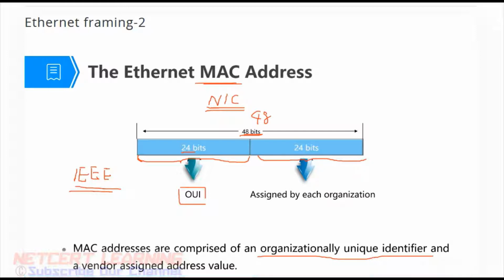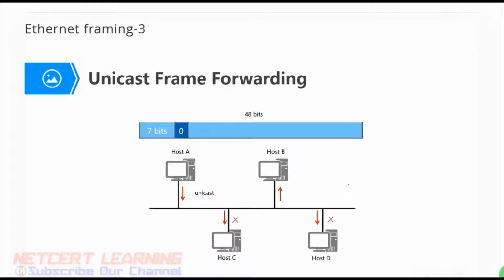Then this manufacturer can assign a number to each NIC, each network interface card that is produced. This is the MAC address. Addresses still have different types. In our network, there are different types of traffic, different types of frames.